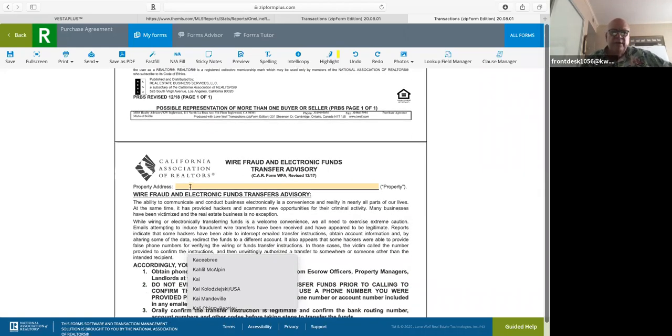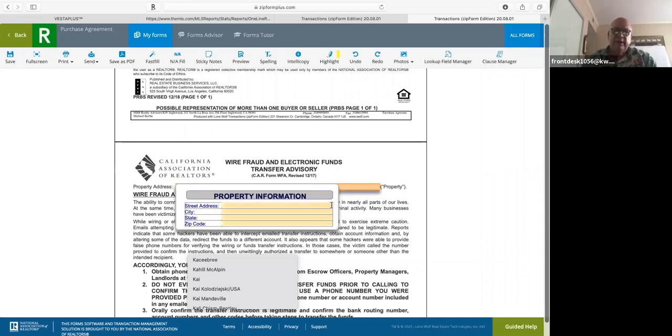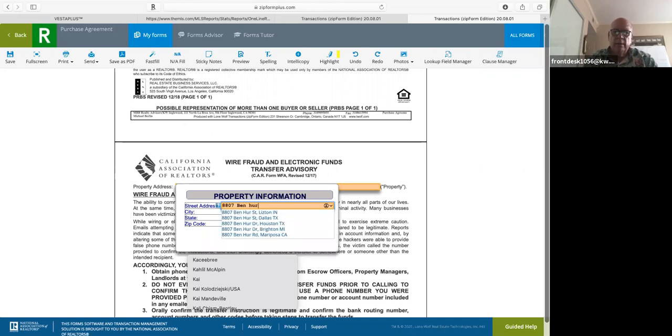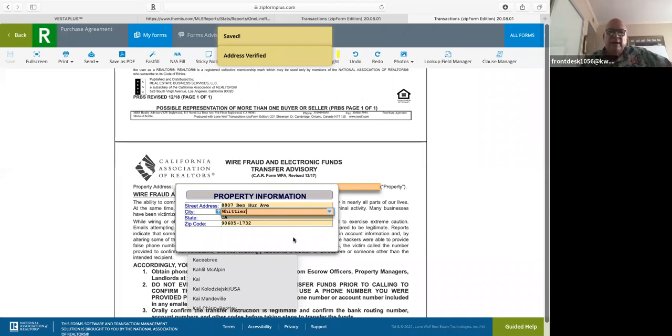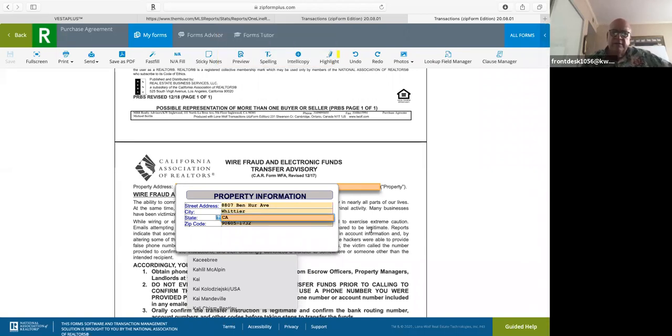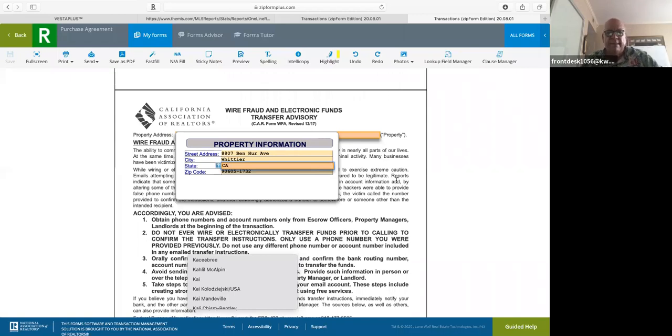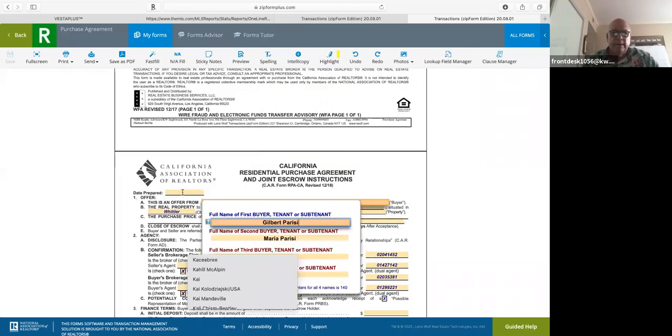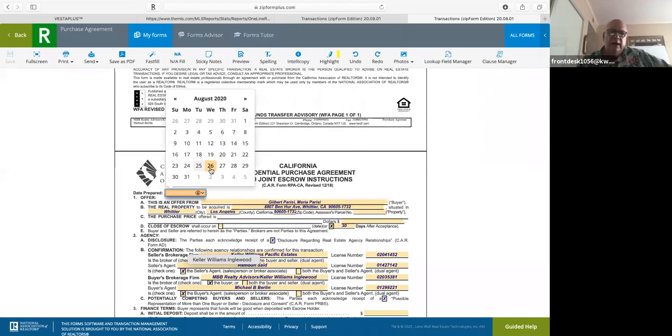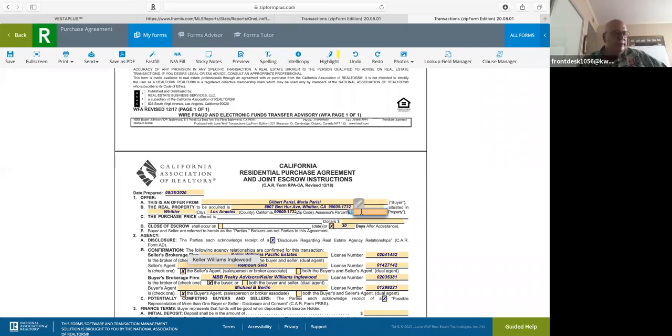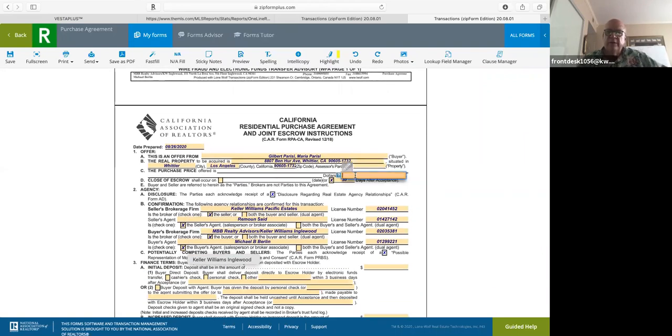So the property address, that should have populated. I don't know why it didn't populate, so let's put it in. So you see the MLS found the address and they verified it, so that's good. Filled in the property address and the zip code, etc. Now we're going to date prepared today. Again, the parcel number should have filled in automatically, but it didn't. So I'm going to have to go back and get that. The purchase price is $1,080,000.